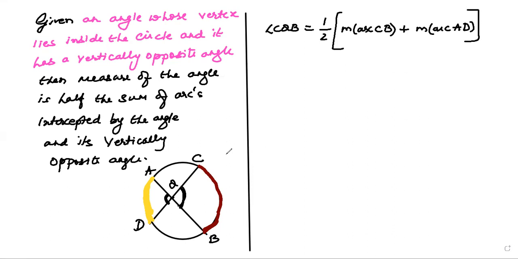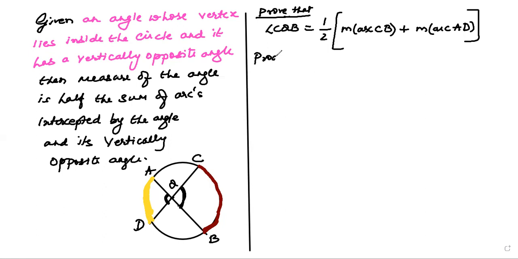Given an angle whose vertex lies inside a circle, it has a vertical opposite angle. Then angle CQB is half of arc CB plus arc AD: half the sum of the arcs intercepted by the angle and its vertical opposite angle. This formula should come to your mind, and then the first thing, they ask you to prove it. Are you getting me, children? So let's see the proof, okay?